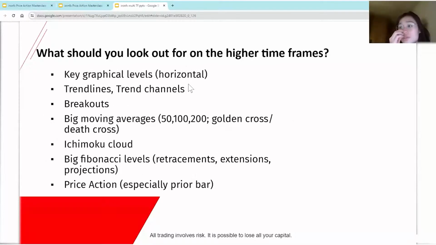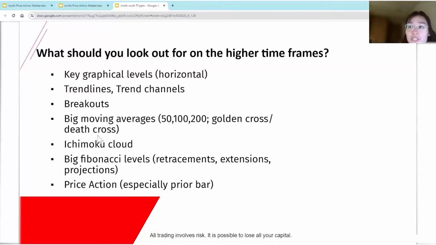Okay, so what we look out for on the higher time frames will be key graphical levels. These horizontal levels that we're talking about are those that we just went through. So your support, resistance, pullbacks, overlaps, all of those. Trend lines, trend channels that we also just went through. Some breakouts, big moving averages.